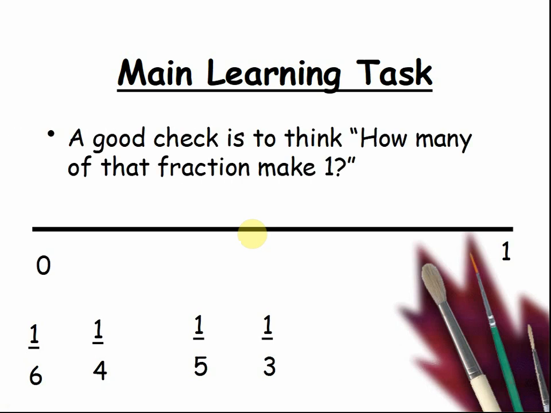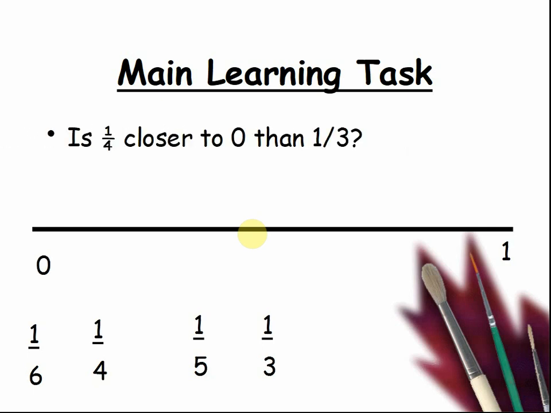A good check is to think, how many of that fraction make 1? Is a quarter closer to 0 than 1/3? You can think about it by saying, would I like a quarter of a pizza or a third of a pizza? The bigger this number, the smaller the fraction, the closer it gets to here.